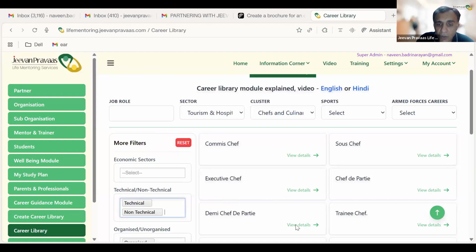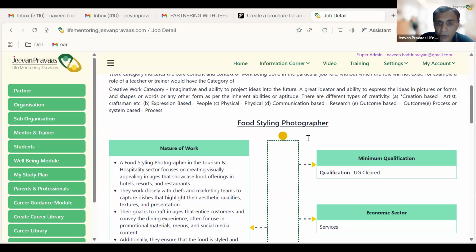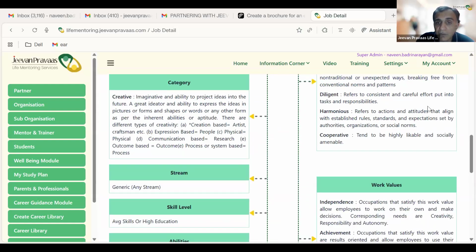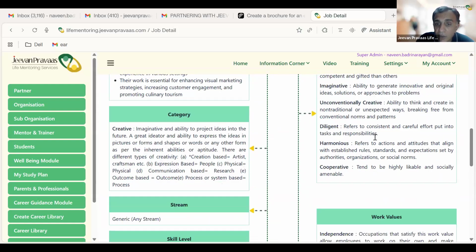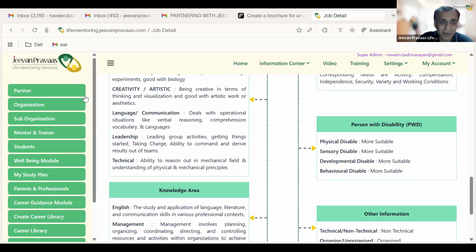You can go to any of these job roles and check, for example, food styling photographer. What is required, what type of work a person is doing, what is the category of work, creative work, what is the personality required for it, what are the work values required for it, what are the abilities. So you can do your research on this before you suggest something to someone. It is a full ecosystem given for you to easily check at your home, at your beck and call. Then you shortlist the careers and make notes for yourself. Then you can go and discuss with your student.